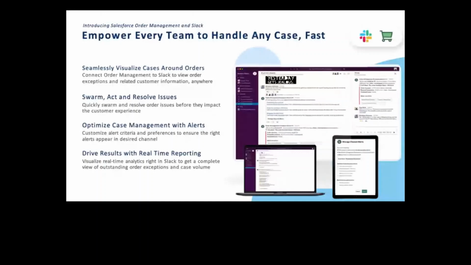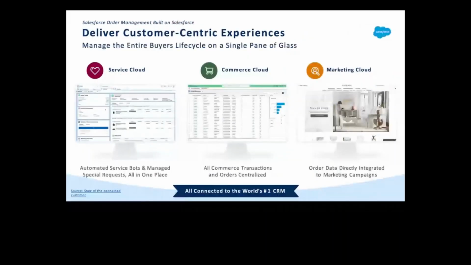It has complete configurable flows where you can connect different systems or different products all together and bring relevant notifications and updates. So as I said, it has multiple systems connected together to provide an entire buyer's lifecycle on a single pane of glass. It contains Service Cloud for automated service bots and managing special requests all in one place, Commerce Cloud to look at all your transactions and orders in a centralized place, and Marketing Cloud to send you delivery updates, and it can directly connect to your marketing campaigns and bring customer experiences with real-time interactions. That's the real delivery of customer-centric experience using order management.